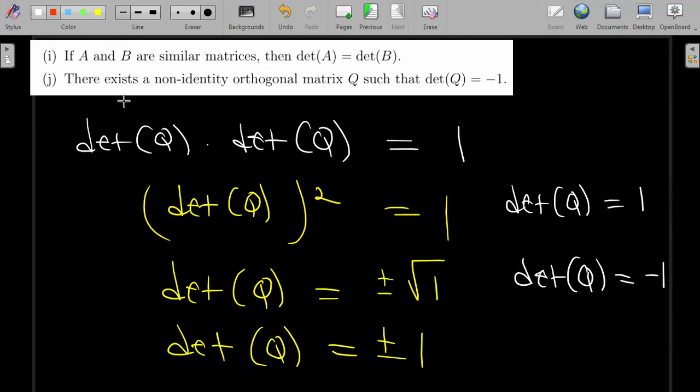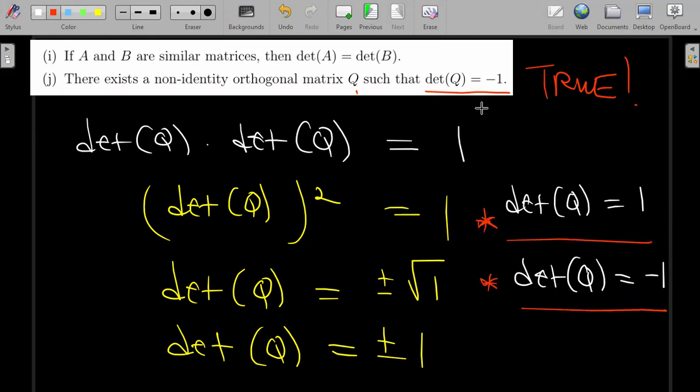So in our question, they said there exists a non-identity orthogonal matrix Q such that the determinant of Q is -1. So this statement is true because we've shown here that it's a possibility. There are two possible determinants. It can be 1 or -1. And here they gave us a -1, which is true. So we are done with question 1.